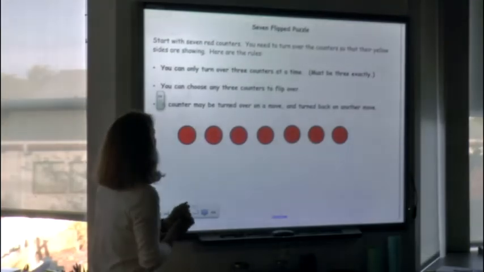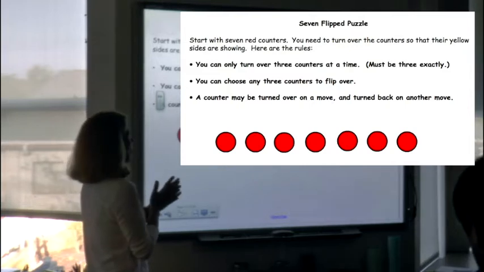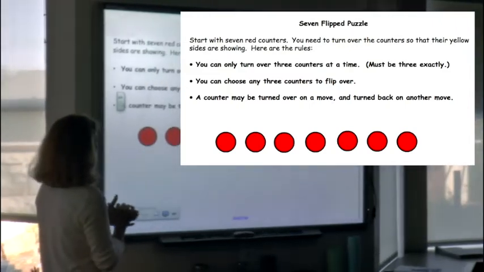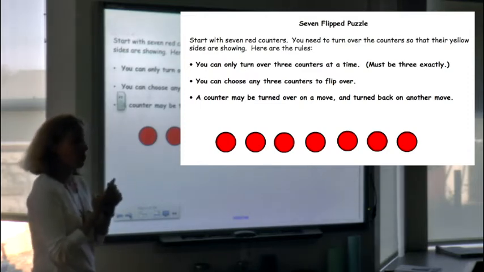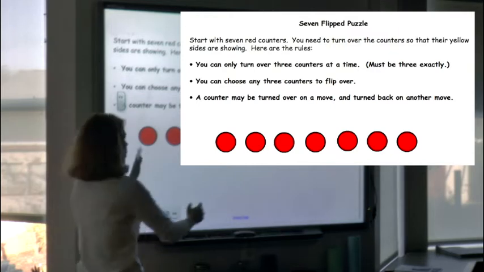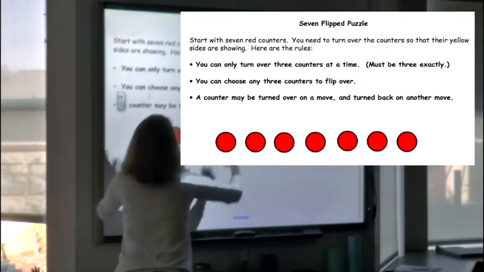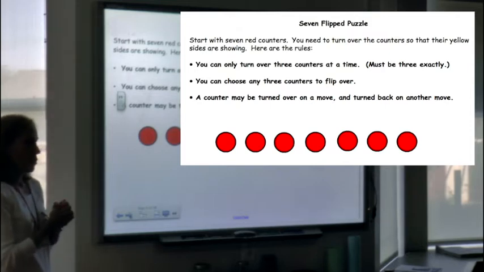So here's the way the puzzle works. You start with 7 red counters. You need to turn the counters over so that their yellow sides are showing. Here are the rules. You can turn 3 counters over at a time. As a matter of fact, you must turn 3 each time. You can choose any 3. You don't have to go consecutive. You don't have to turn the first 3. You can go random. Then your next move, you have to turn 3 more counters over.